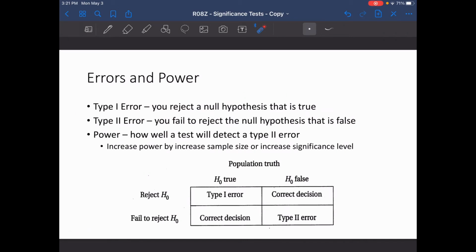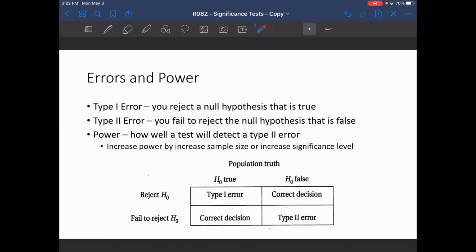We also have our type 1 and type 2 errors and power as well. So our type 1 error is when we reject the null hypothesis that is true. And then our type 2 error is when we fail to reject the null hypothesis that is false. I would use this table right here to help you remember that when your null hypothesis is true and you reject your null hypothesis, that is a type 1 error. When your null hypothesis is false, so when your alternate is true and you fail to reject the null hypothesis, then that is a type 2 error. Power is how well a test will detect a type 2 error, and you increase power by increasing the sample size or increasing the significance level.